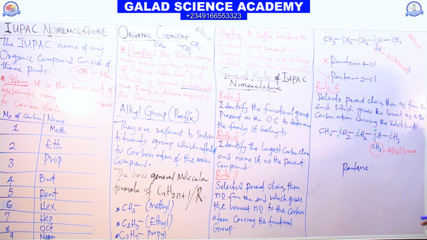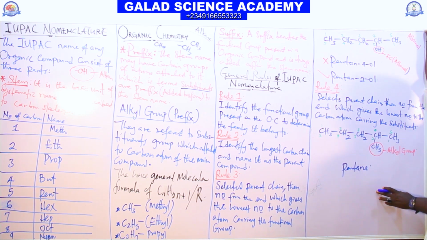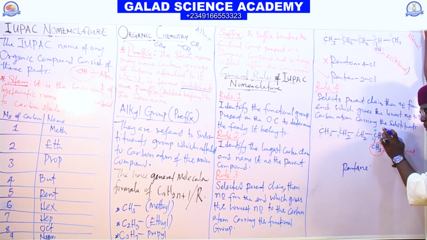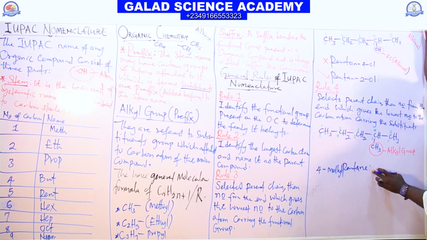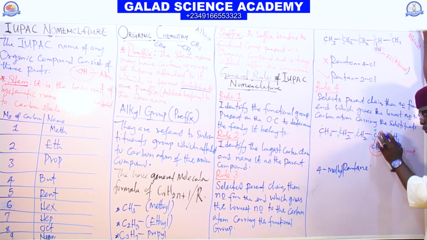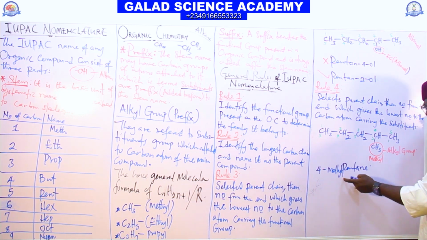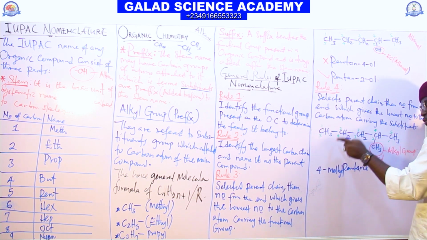So once you call it pentane, note that this alkyl group is attached to carbon 4 if you start from here, but if you start from the other end, it is attached to carbon 2. Attached to carbon 4, we call it 4-methylpentane. It is an alkyl group, and this kind of alkyl group we call methyl. But if you start your naming from here, 1, 2, 3, 4, 5.